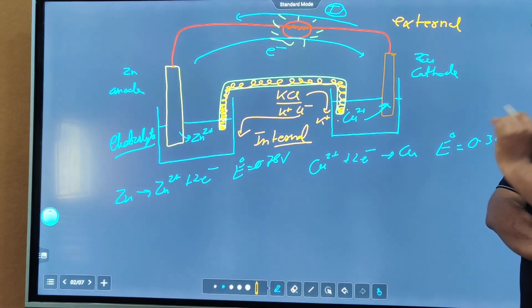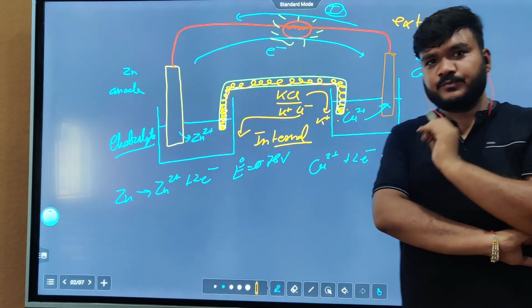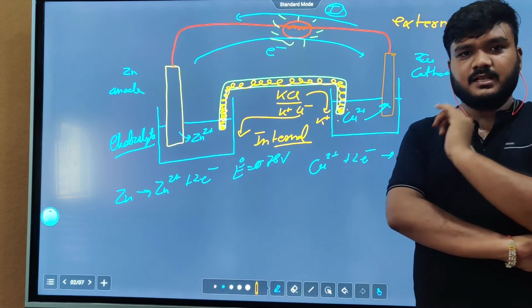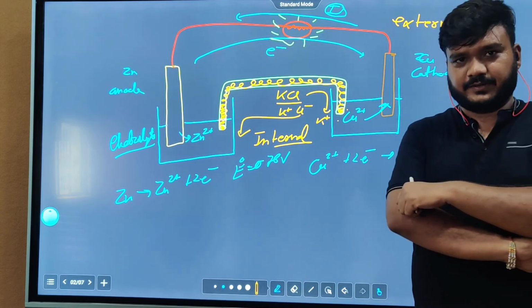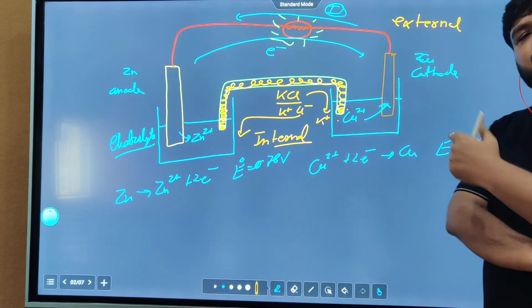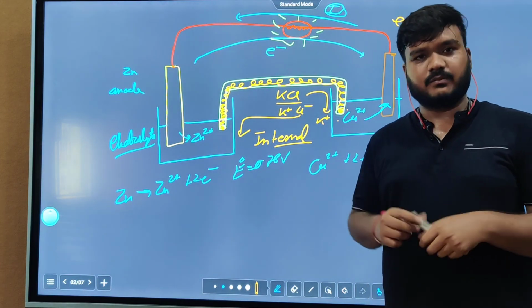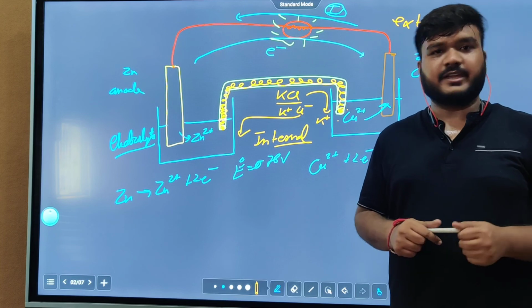Now your homework for today will be, you have to make a similar cell with an anode of iron and a cathode of, let's say, silver. You can use the data of cell potential from the NCERT and we can continue. Clear?